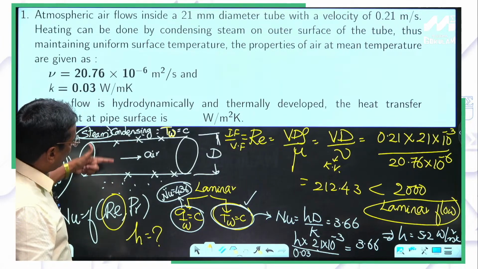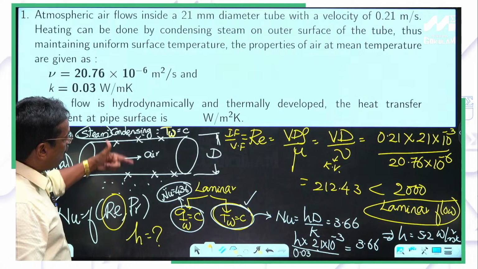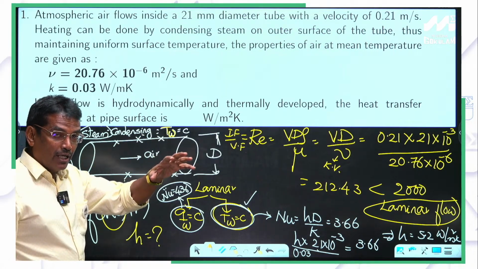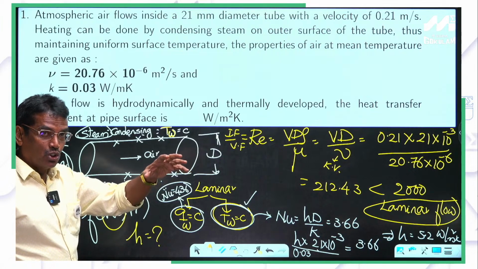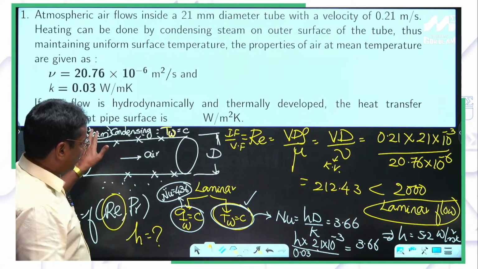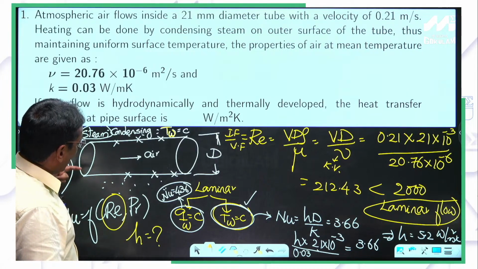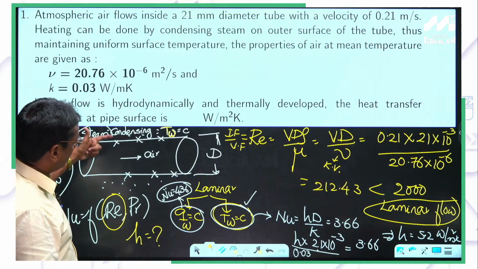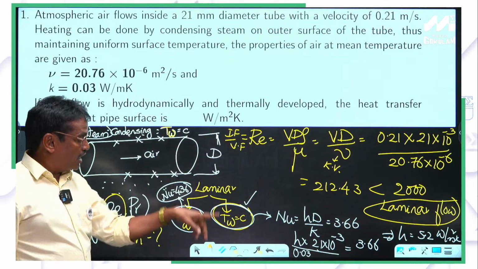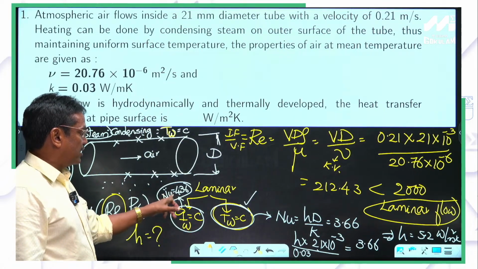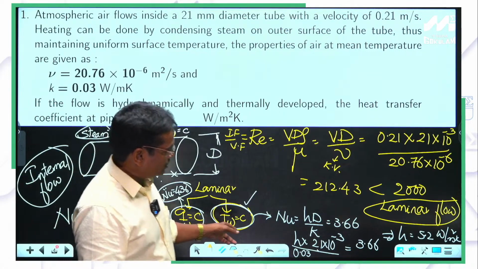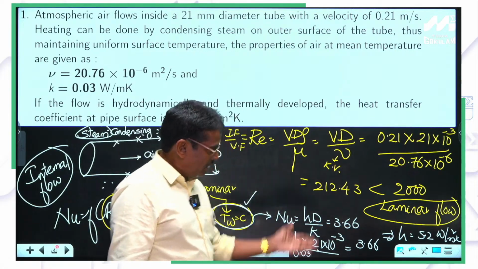There will be an electrical wire or cable wound all around the length of the pipe. I repeat once again, if it is a constant heat flux situation, then the arrangement of heating will be different. It is not steam condensing; rather, it will be an electrical wire or cable wound all along the length of the pipe. Then constant heat flux conditions will be maintained, and the Nusselt number will be 4.36. But here it is a constant wall temperature condition, so the Nusselt number will be 3.66. That is the answer. Fine.